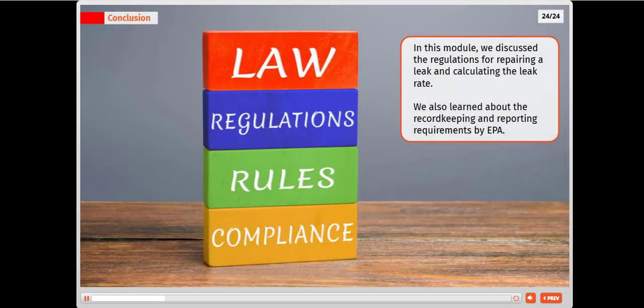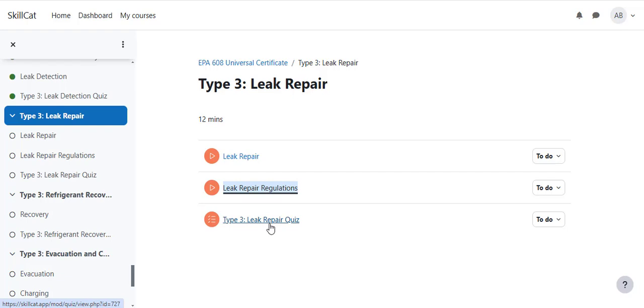In this module, we discussed the regulations for repairing a leak and calculating the leak rate. We also learned about the record-keeping and reporting requirements by EPA. Okay, let's continue the leak repair quiz. This is for Type 3.